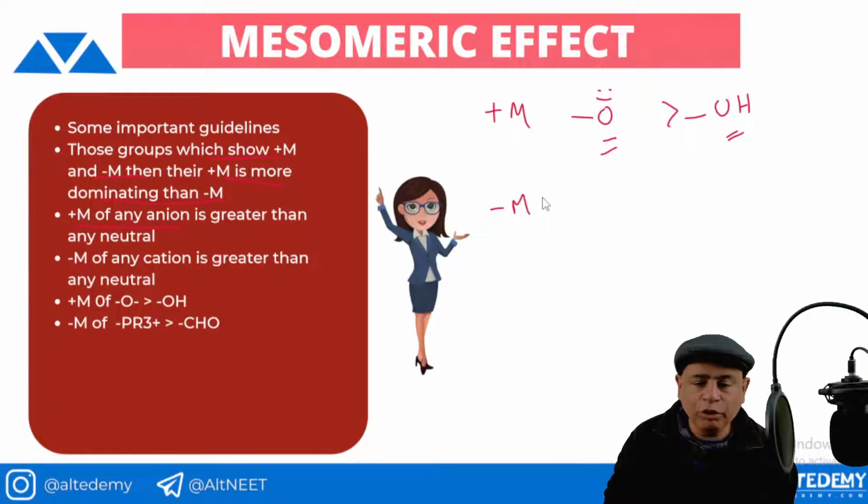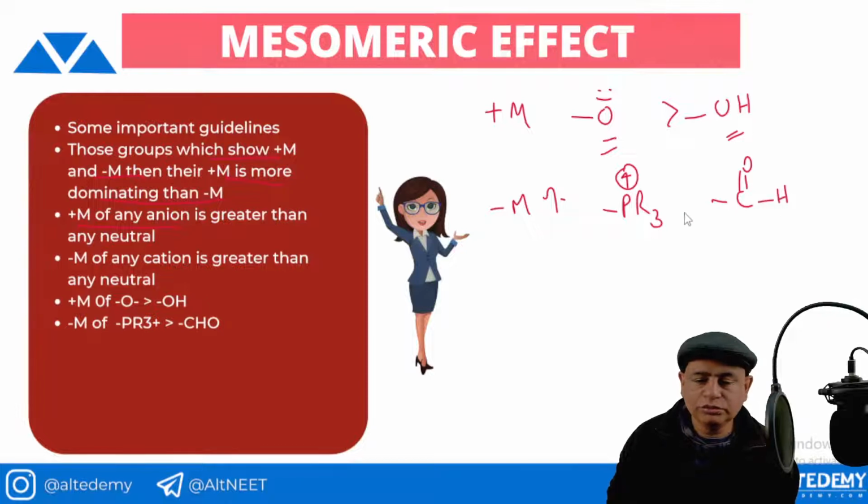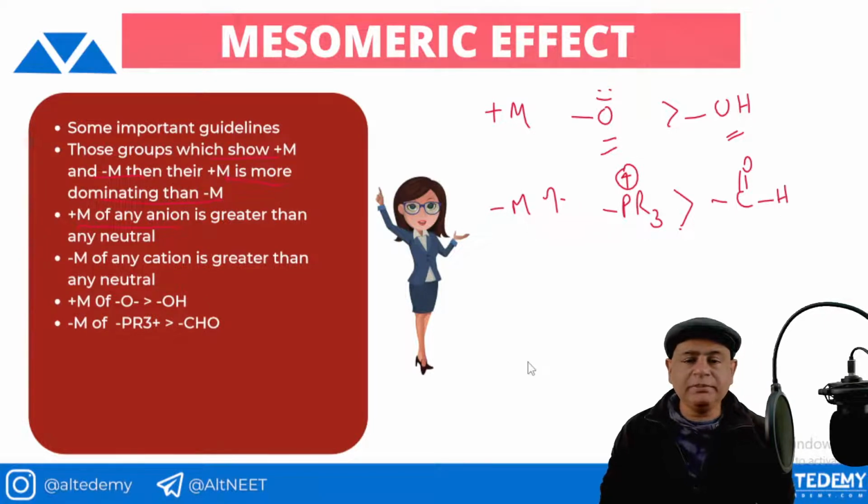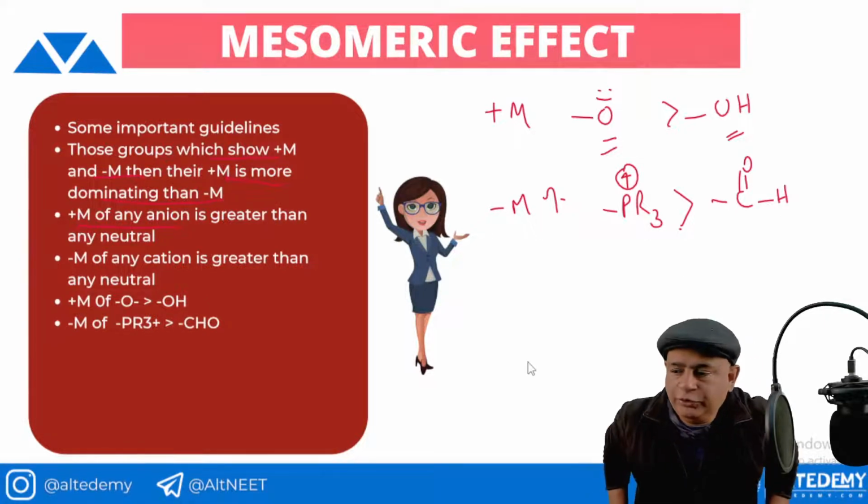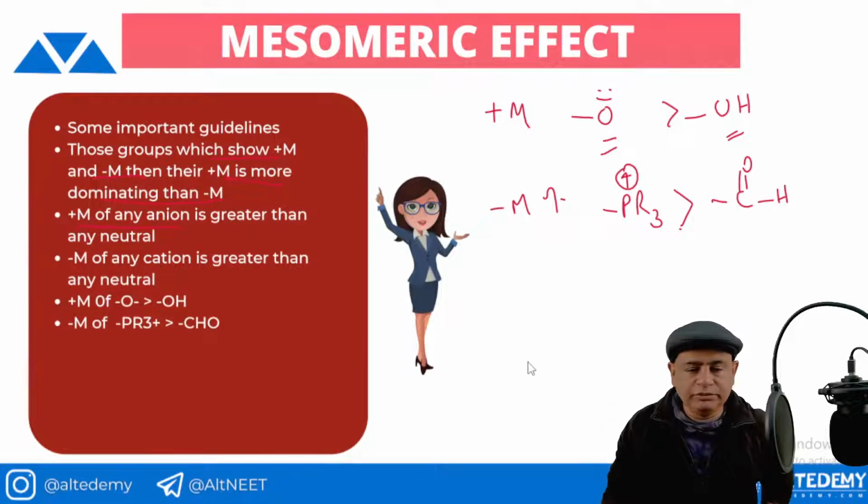Minus M of PR3 plus and CHO. Look here, minus M of PR3 plus will be greater than that of CHO, a neutral molecule. So these are two very important points worth noting.